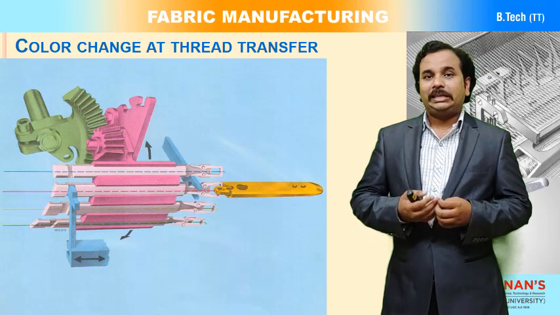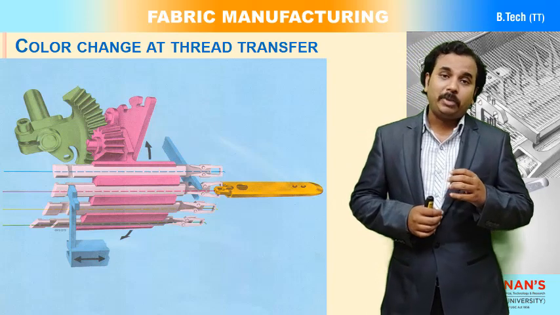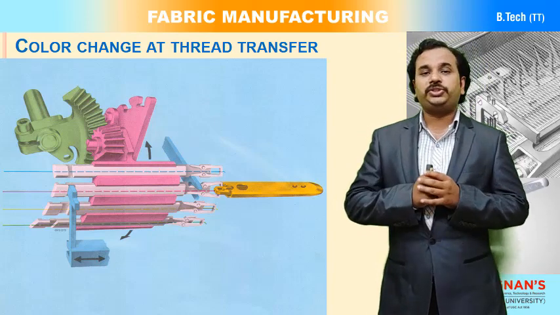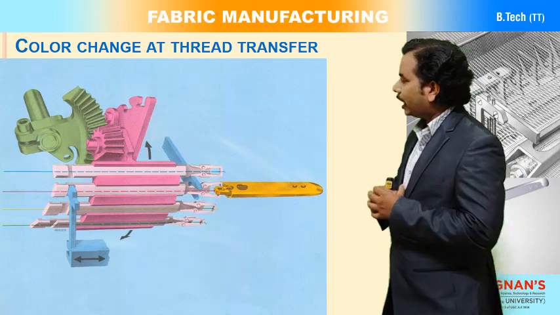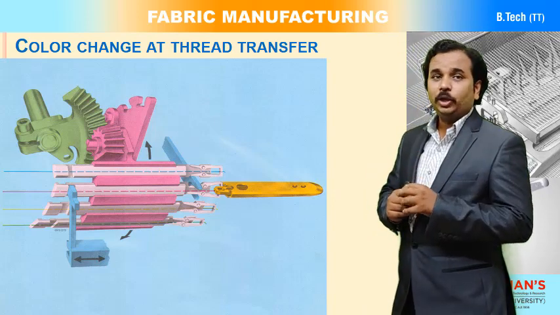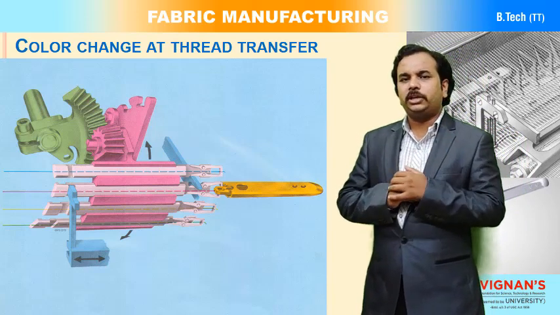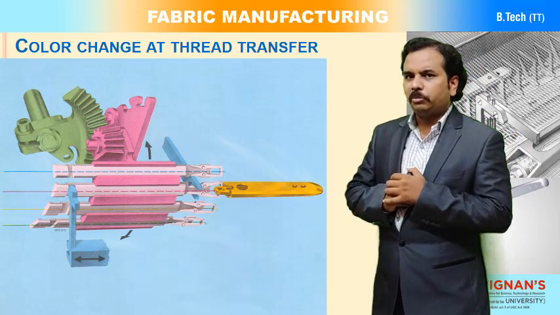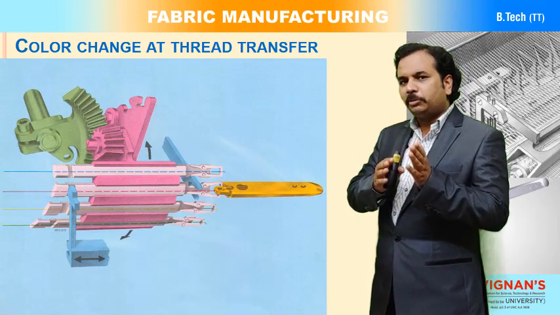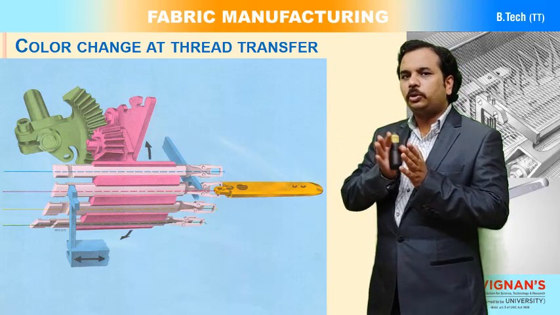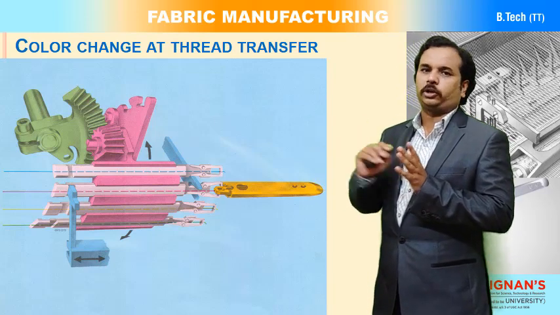Okay. So here we have a mechanism which can directly change the color if you want. Now you can see this is the color change mechanism. This color change mechanism is connected to the microprocessor of your weaving machine, so it is controlled by the microprocessor, by electronic means.